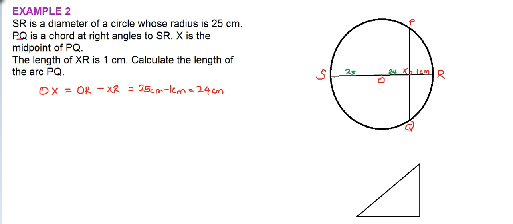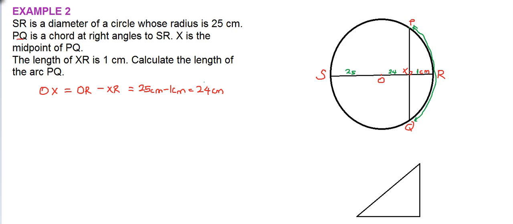Okay. So then it says calculate the length of the arc PQ. It is very easy to think that the line that we're asked to calculate is this line here, which is PQ. However, it's the arc that is a portion. This arc here is what we're trying to calculate. That is a portion of the circumference of the whole circle.